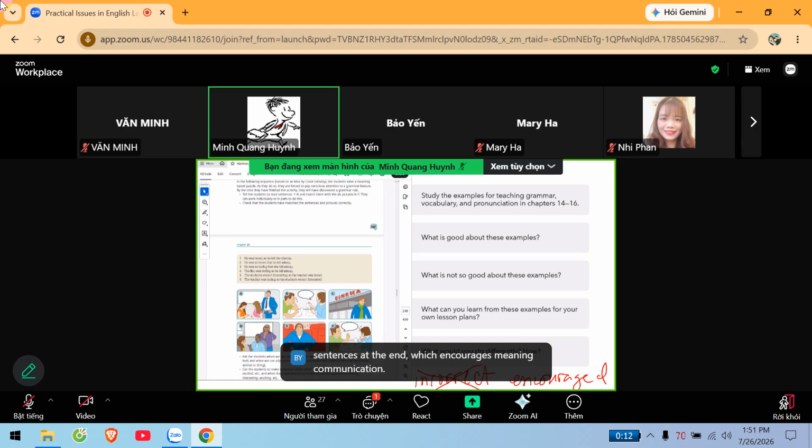And number two, it has only 6 examples, so students may need more practice. Some pictures may not be completely clear without teacher guidance. The lesson mainly focuses on reading and speaking with limited listening practice.